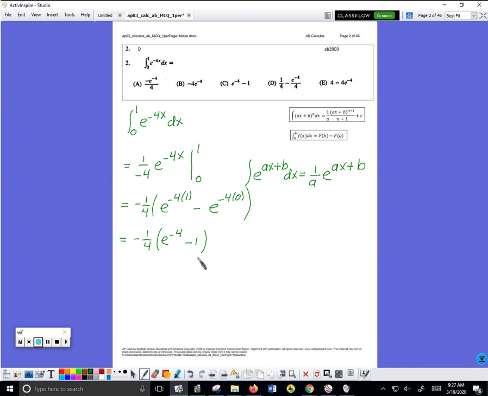and they actually distributed the negative 1/4, so you end up with negative e to the negative 4 over 4. Negative times negative will be positive, so the correct answer is D.